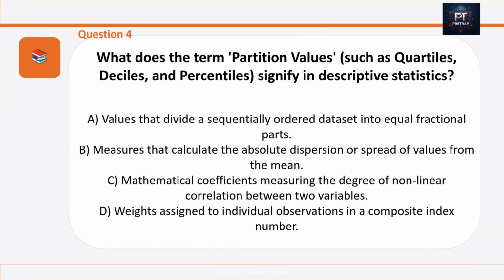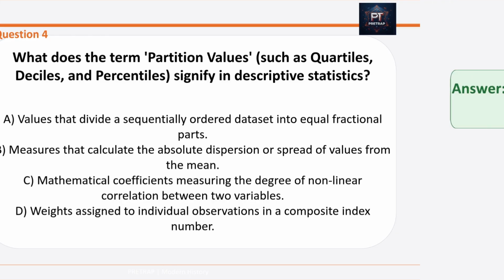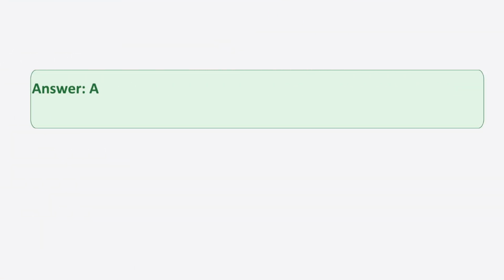Question number 4 is, what does the term partition value such as quartiles, deciles and percentiles signify in descriptive statistics? Option A, values that divide a sequentially ordered data set into equal fractional parts. Option B, measures that calculate the absolute dispersion or spread of values from the mean. Option C, mathematical coefficient measuring the degree of non-linear correlation between two variables. Option D, weights assigned to individual observations in a composite index number. And the answer is option A, values that divide a sequentially ordered data set into equal fractional parts.